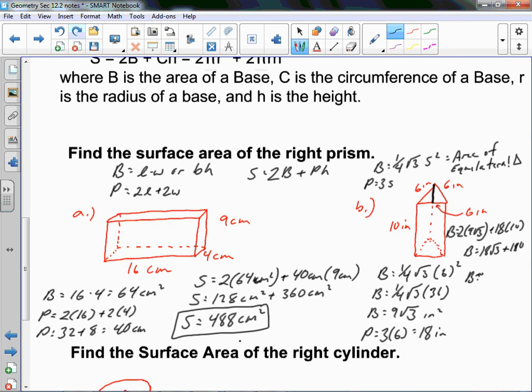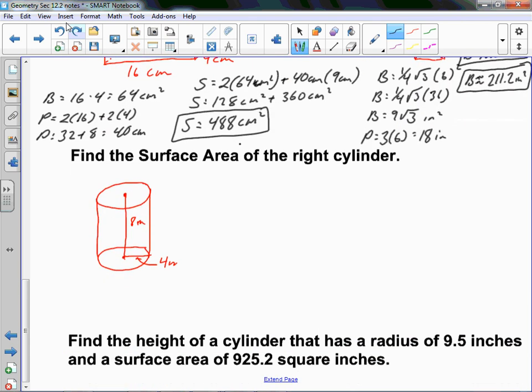Or if you were to plug that into a calculator and multiply it out, 18 square roots of 3 plus 180 would be approximately 11.2 inches squared. So either one of those would actually work. 18 square roots of 3 plus 180 would be exact. 11.2 inches squared would be rounded a little bit. All right, find the surface area of the right cylinder.